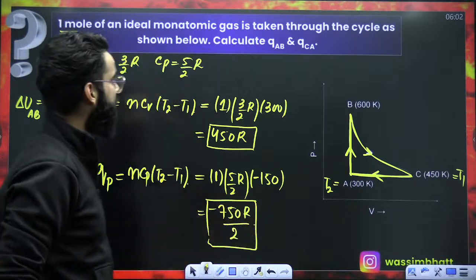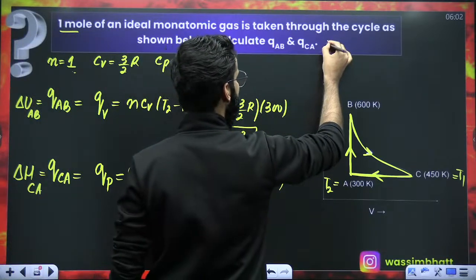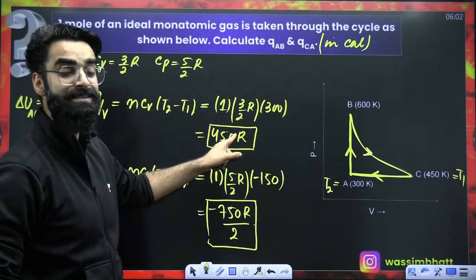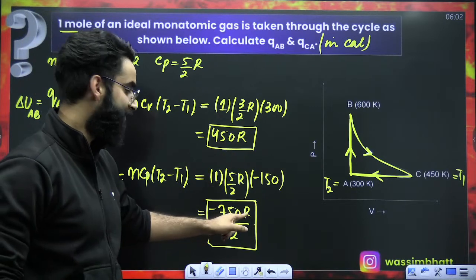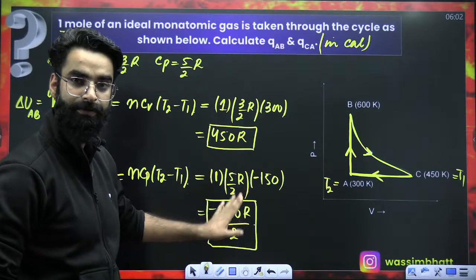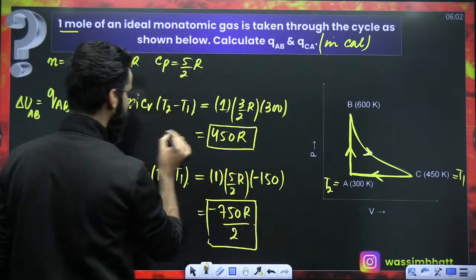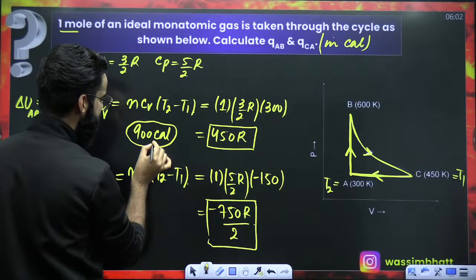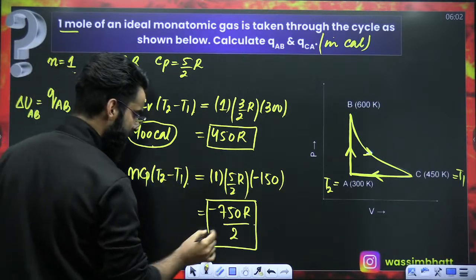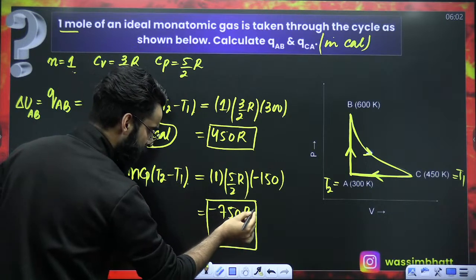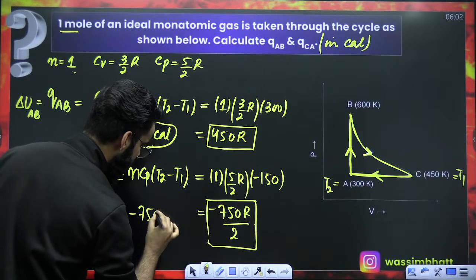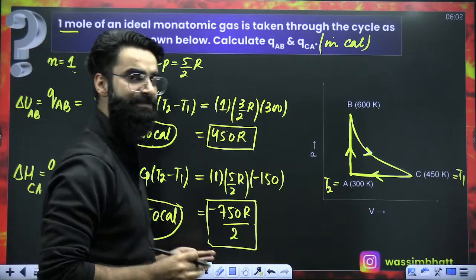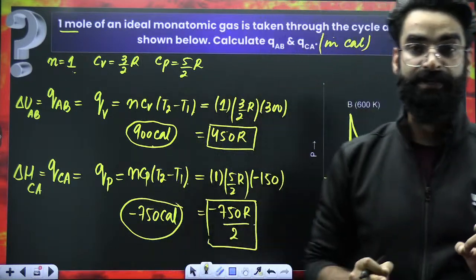For example, you have to calculate QAB and QCA in calories. If it is to be calculated in calories, then put the value of R as 2 calories per Kelvin per mole. So put the value of R as 2, the final answer is going to be 900 calories. So this much amount of heat is absorbed during the process AB. Similarly, R value 2 cancels, and the value is going to be minus 750 calories. So 750 calories of heat is released during the process CA. And these were the two things which we were supposed to calculate as far as the question was concerned.